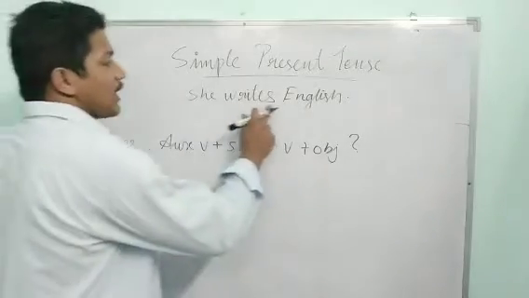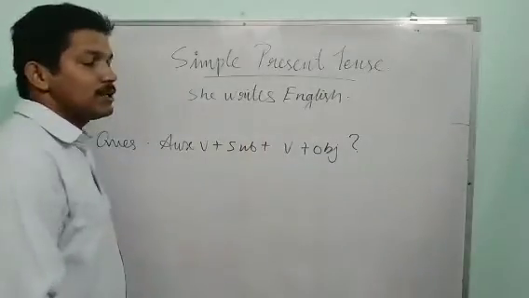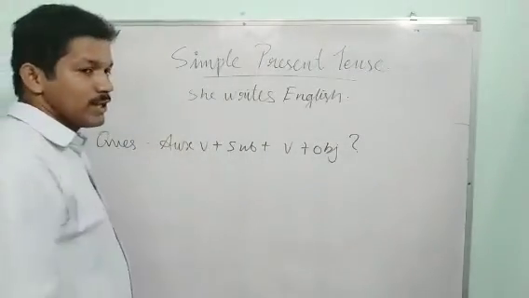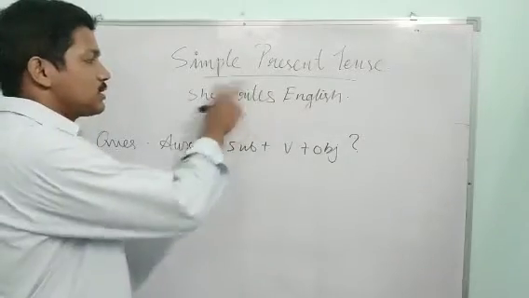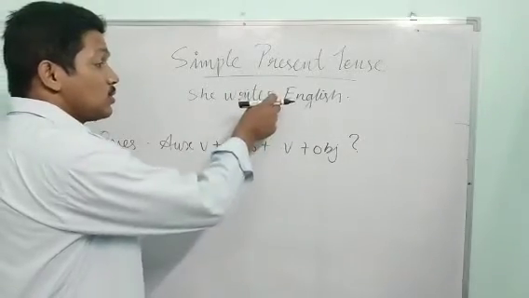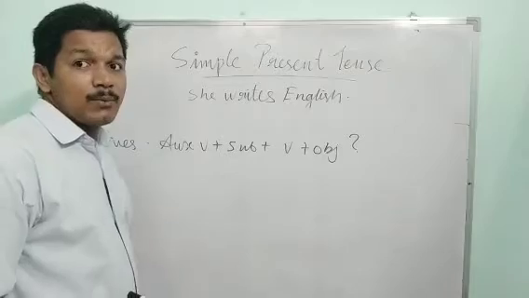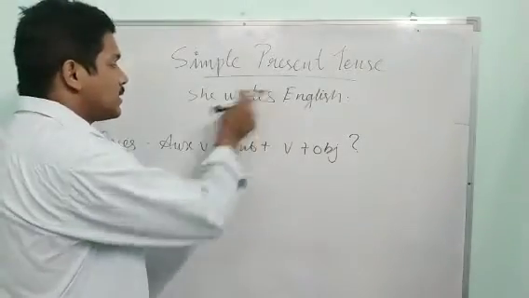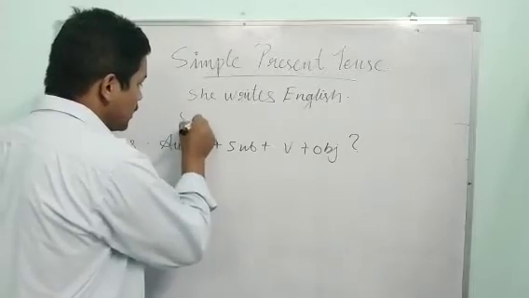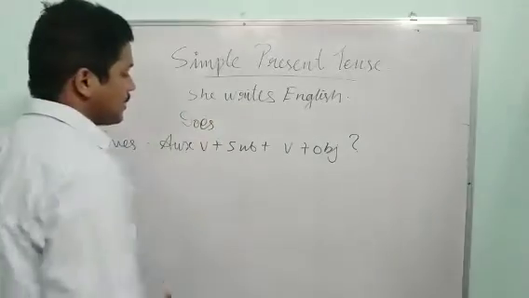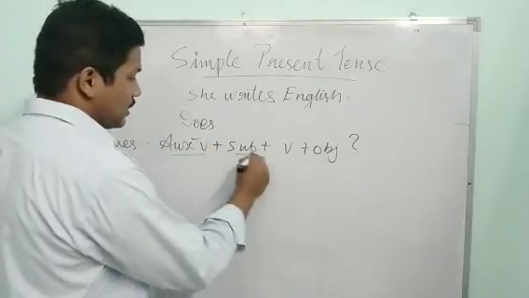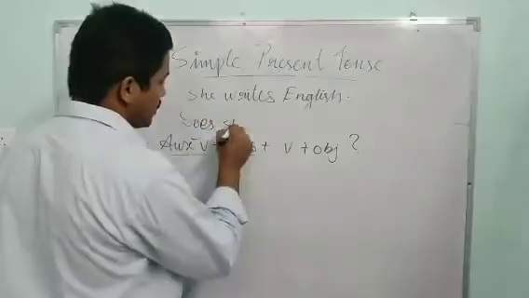So here, she writes English. Now we have to make this into a question. What we have to do is bring the auxiliary verb. As I told you, there is no direct auxiliary verb given there. You have to take out the auxiliary verb from the verb itself. The auxiliary verb hidden in this one is does. So we use the auxiliary verb there. Then the auxiliary verb is over. Then the next subject we have to take, so that is she.